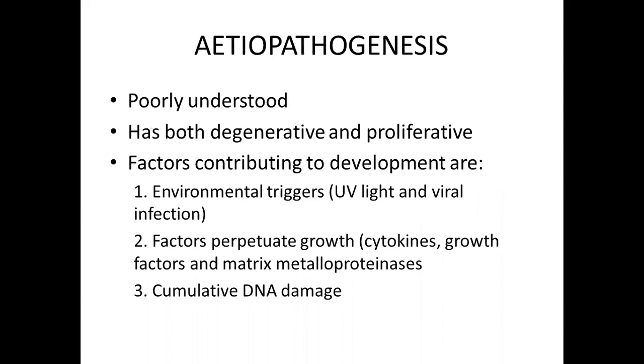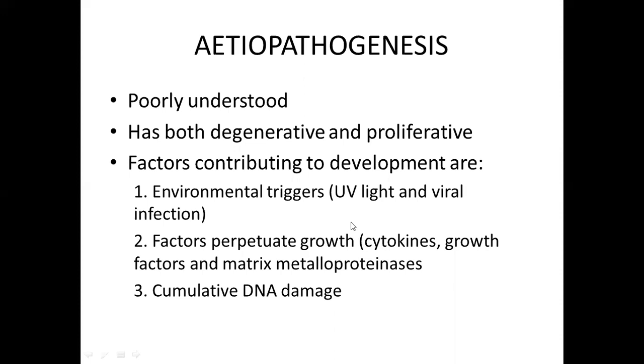Okay, so really there is no defined etiology for pterygium. However, there is both a degenerative and proliferative process, and there are risk factors that contribute to the development of pterygium. One of them, very important, is the environmental triggers, the ultraviolet light. Some theories say that some viral infections can cause it, but majorly it is the exposure to ultraviolet light.